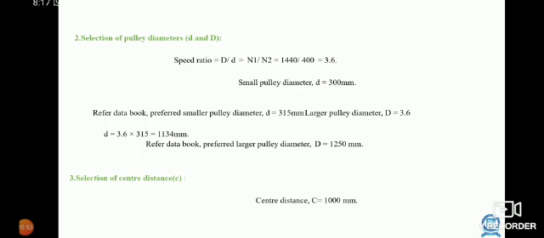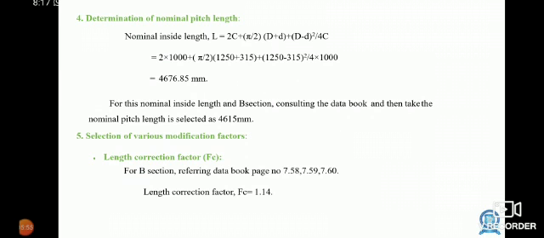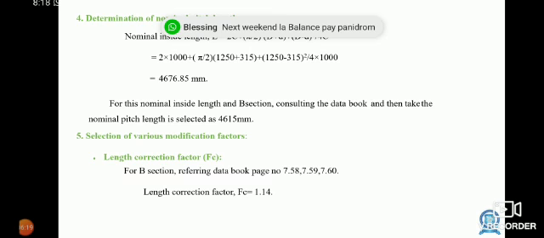Center distance equals 1000 mm. Step 4. Determination of nominal pitch length. Nominal pitch length L equals 2C plus pi divided by 2 into capital D plus small d, plus capital D minus small d the whole square divided by 4C, equals 4676.86 mm. For this nominal inside length and B section, consulting the data book, the nominal pitch length is selected as 4615 mm.